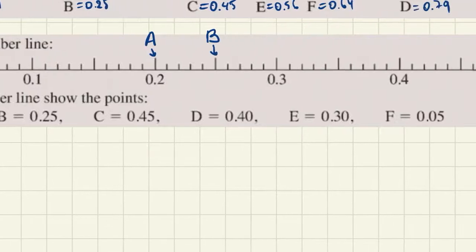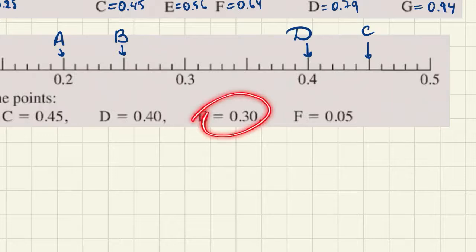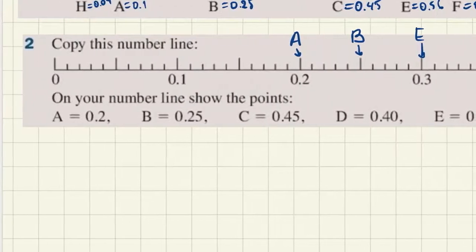0.25. C is 0.45, right in the middle between 4 and 5. So we go, this is C. D is 0.40. 0.40 is the same as 0.4. So we can mark it here. This is our D. 0.30 is the same as 0.3, which is here. This is our E, and F is 0.05.